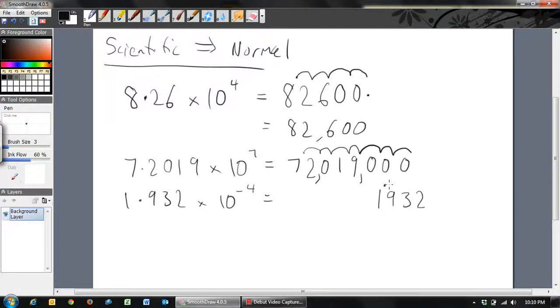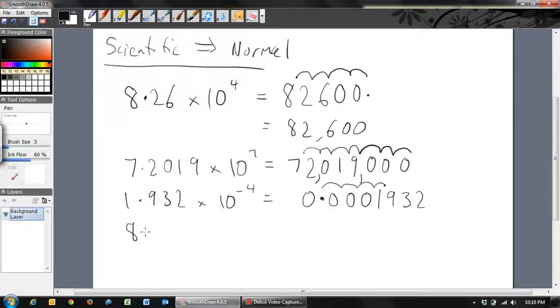You start with it at 1.932, and we're going to do 4 jumps to the left. Left is negative, so we go 1, 2, 3, 4. So that's going to be your decimal point there, and so you can have zeros in all of those gaps. And because you can't have just .0, we'll have 0.000193 is your answer for that one. Okay, we'll do just one more.